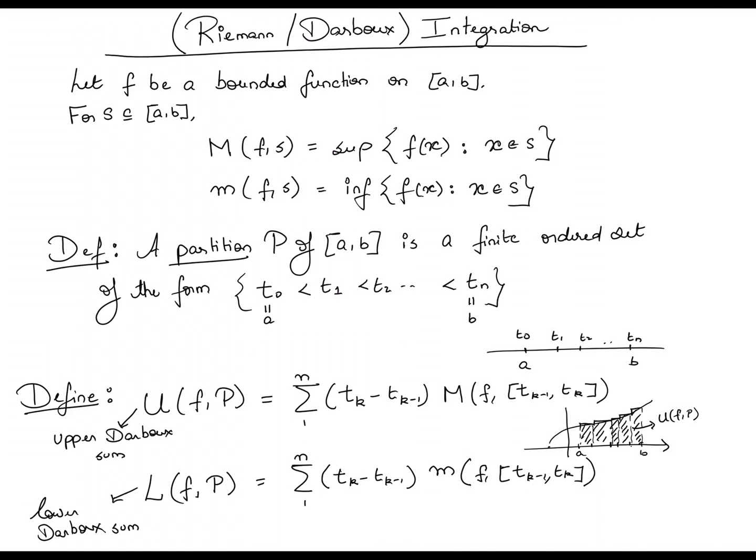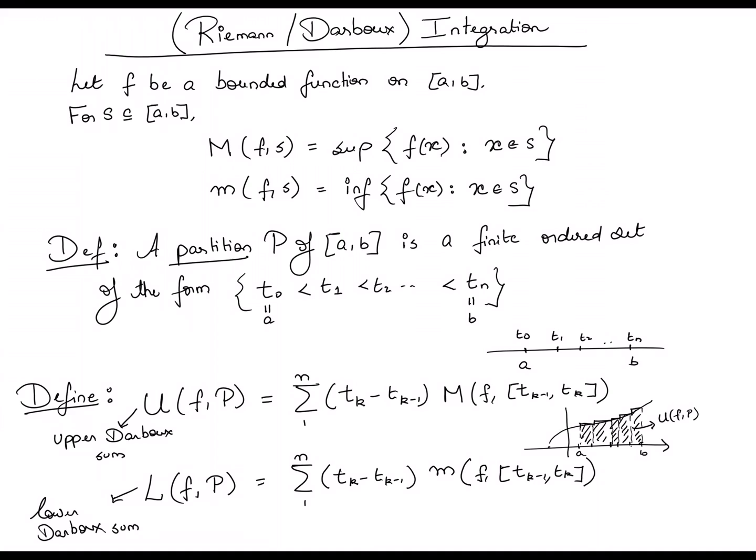Right, an analogous picture can also be drawn for L(f,P), where in each subinterval, the height of the rectangle, so to speak, will actually in this case be the minimum of the function values over the subinterval rather than the maximum. Okay, so that I hope gives you a clean visual of the upper and the lower Darboux sum.